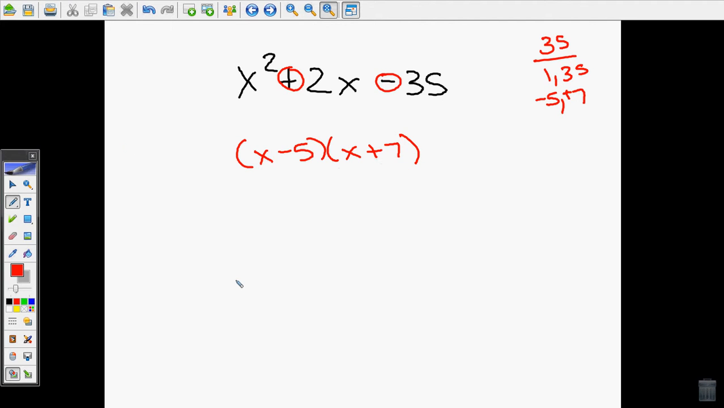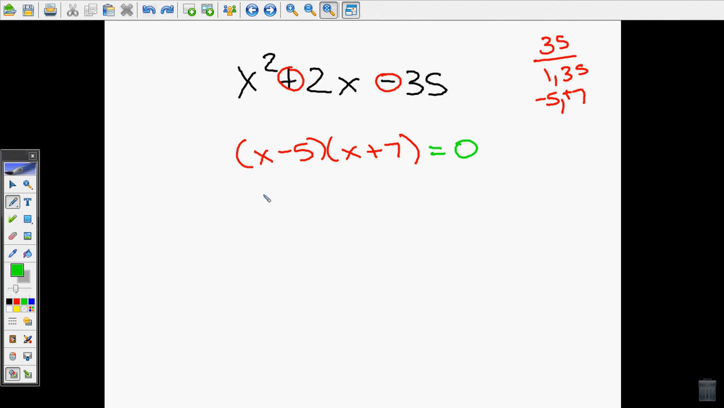Well, I'm not done, because what I now need to do is set each of these factors equal to 0, because really you're finding out where the quadratic is equal to 0. If either one of these parts is equal to 0, the whole thing is equal to 0, because 0 times another number is 0.